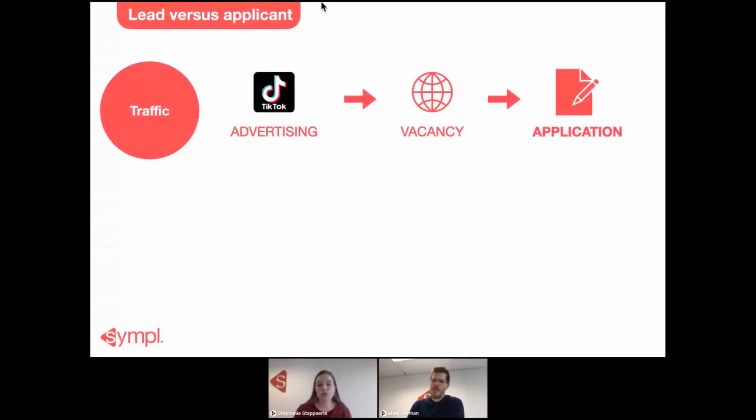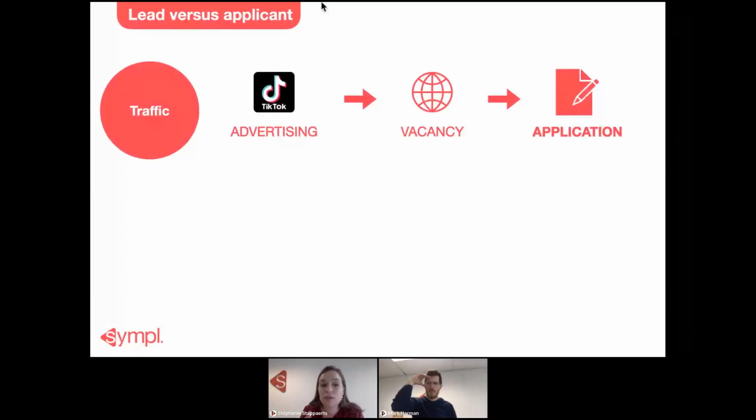So you can choose from different objectives for your campaign, and one of them is traffic. Traffic is to generate clicks to your website. So people see an advertisement on TikTok, come to your vacancy on your website, and then they apply. With us, they do so by filling in an interactive questionnaire, an interactive chatbot, and then an application has taken place, because we want to pre-screen candidates before they come into our software.